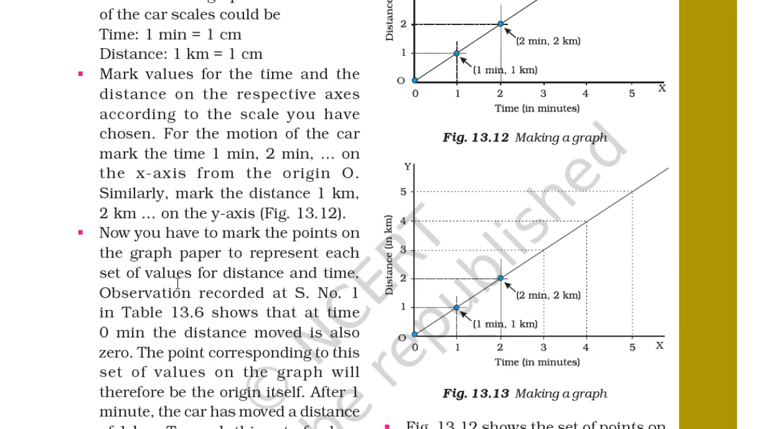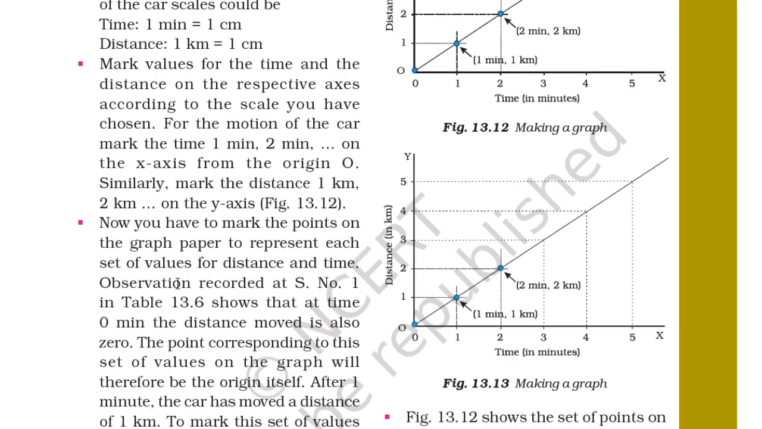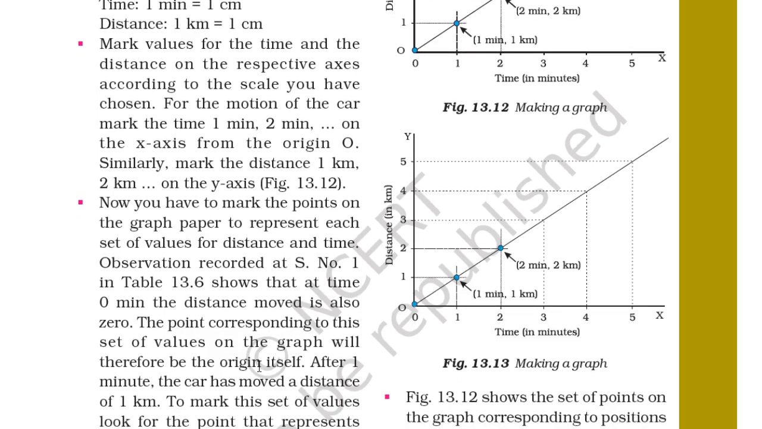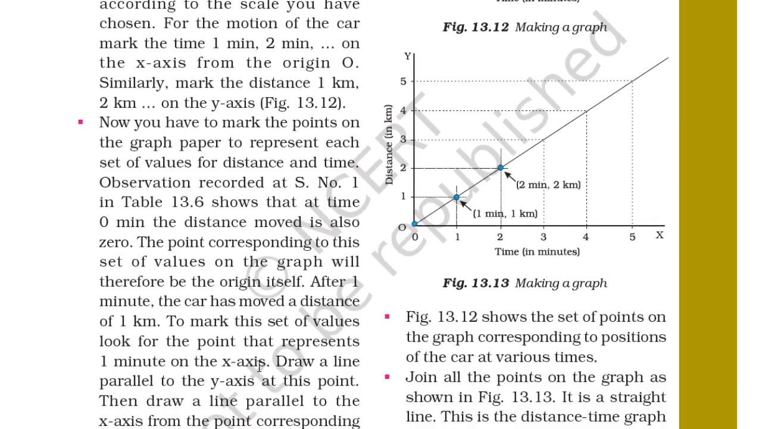Observe the recorded data. Table 13.6 shows that at 0 minute the distance moved is also 0. So you can see here it is 0 minute and 0 distance covered. The point corresponding to this set of values on the graph will therefore be the origin itself. After 1 minute the car has moved a distance of 1 kilometer.